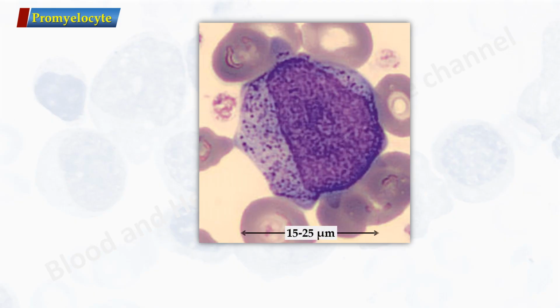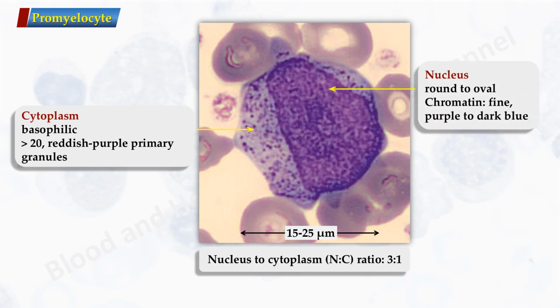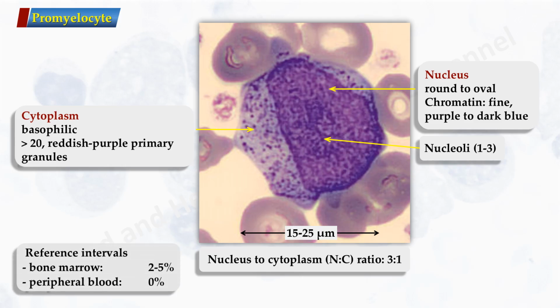Promyelocyte is relatively larger than the myeloblast. The basophilic cytoplasm is similar to that of the myeloblast but is differentiated by the presence of prominent reddish-purple primary granules. The nucleus is round to oval, often eccentric, and is still quite large. The nuclear chromatin structure, although coarser than that of the myeloblast, is still open and rather lacy, staining purple to dark blue. 1 to 3 nucleoli can be seen but may be obscured by the granules.